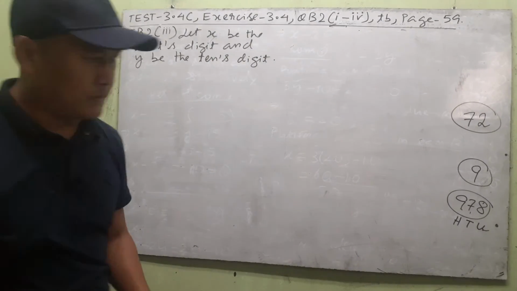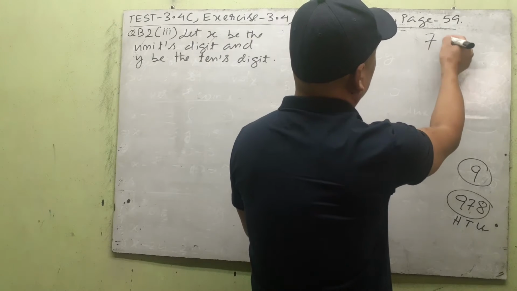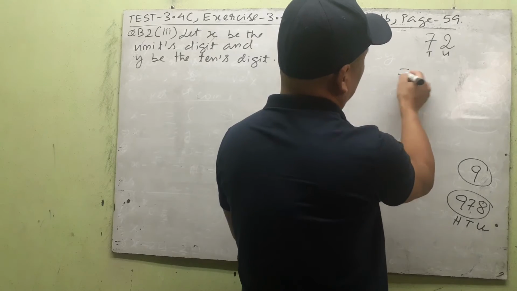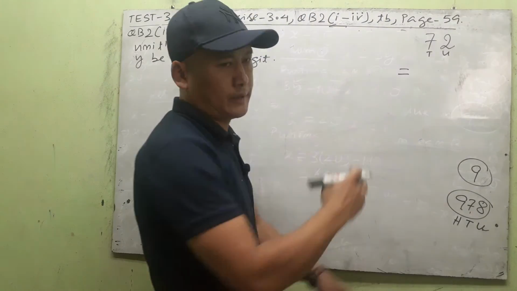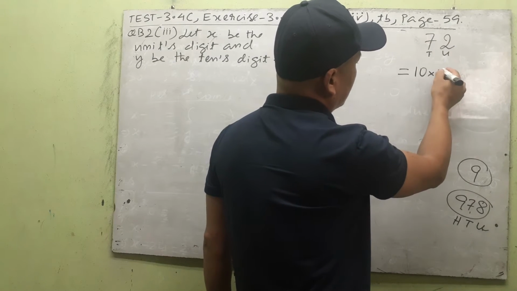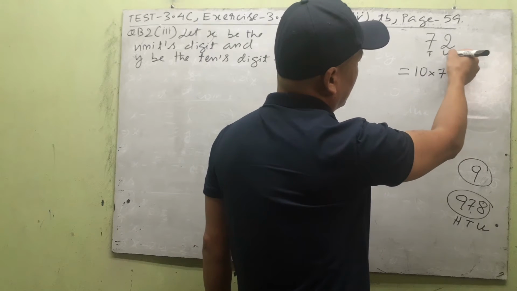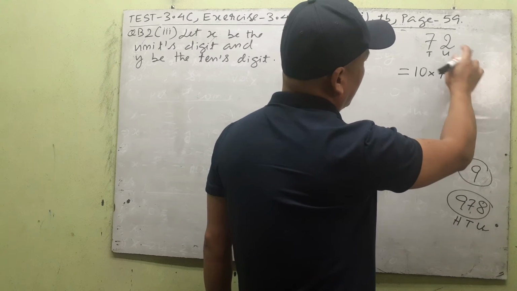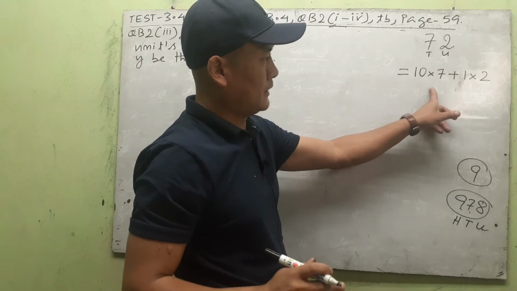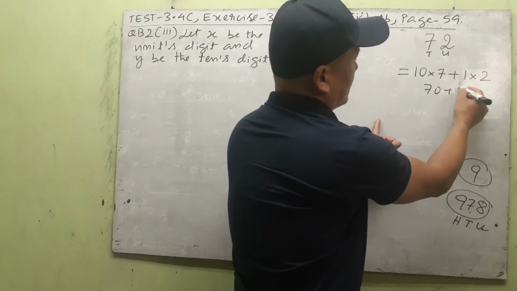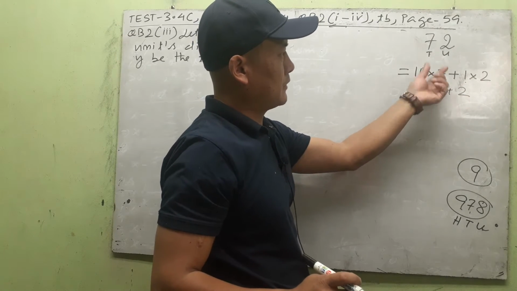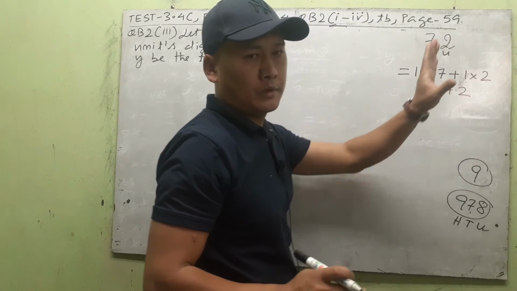Then let me take a typical case of a 2-digit number. Now we know this is the units and this is the tens place. This number can be written in another form like this. Ten multiplied to the tens digit, then a plus sign, then 1 multiplied to the units digit. See, 10 sevens are 70, plus 1 two is 2, so 70 plus 2, 72. So the 2-digit number 72 can be written as 10 into the tens digit plus 1 into the units digit.